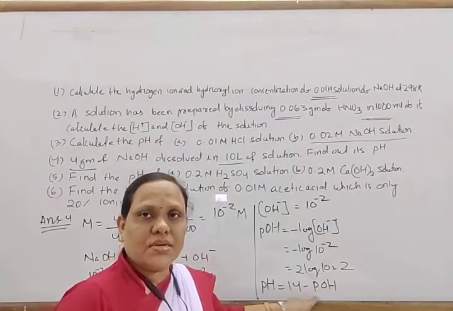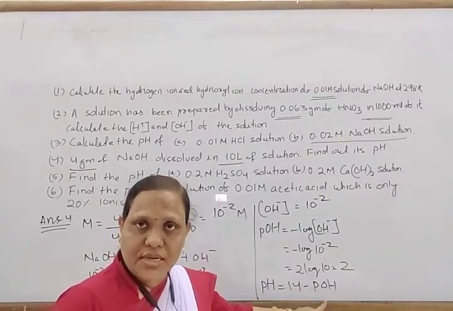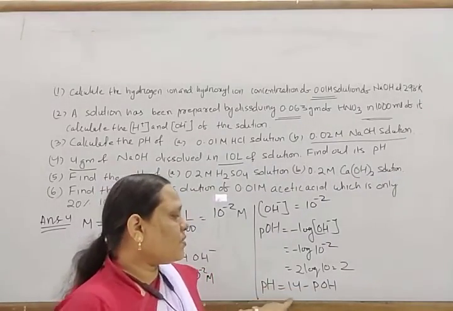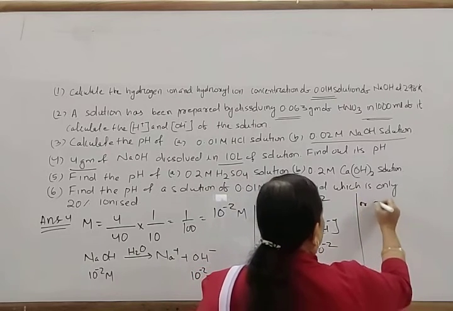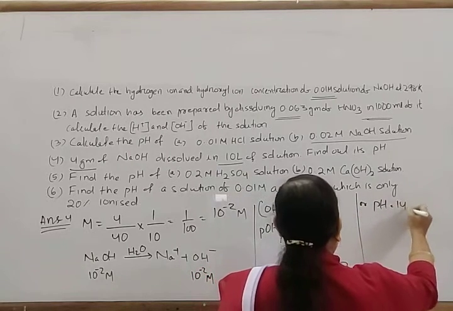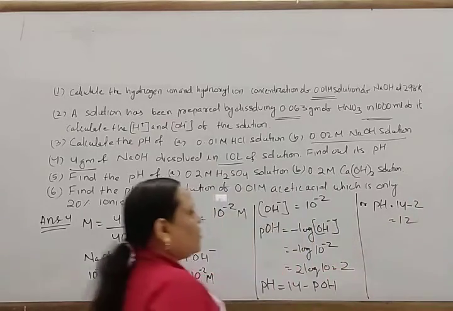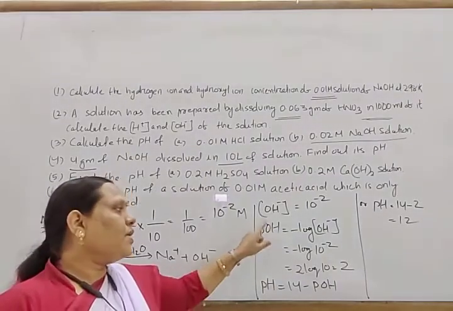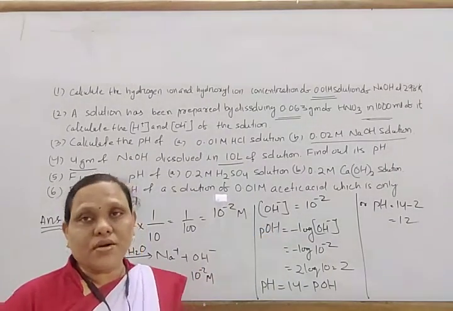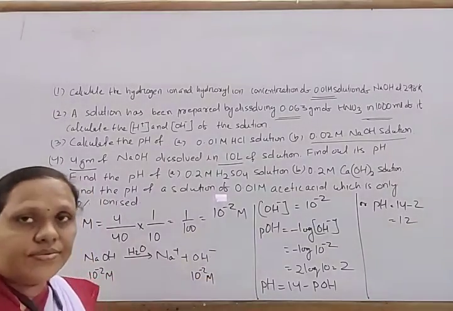Now pH plus pOH is pKw, which is equal to 14. So in this case pH equals 14 minus pOH, so pH is equal to 14 minus 2, that is equal to 12. So either you first find H plus and then pH, or first find pOH and then pH. You get the same answer. It is 12.